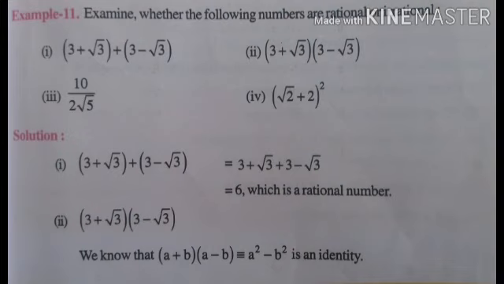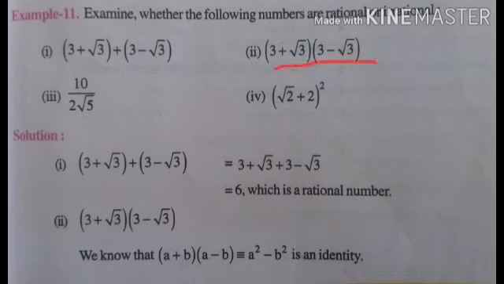First question: (3 + √3) + (3 − √3). Solution for the first question: 3 + √3 + 3 − √3. Cancel the √3 and −√3. 3 + 3 is equal to 6, which is a rational number.